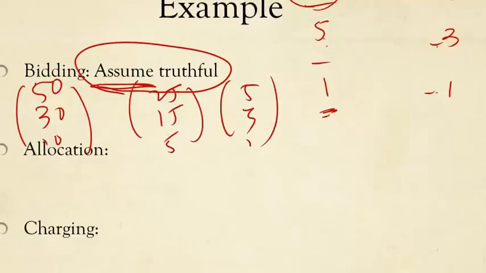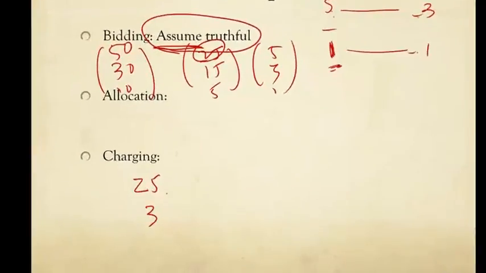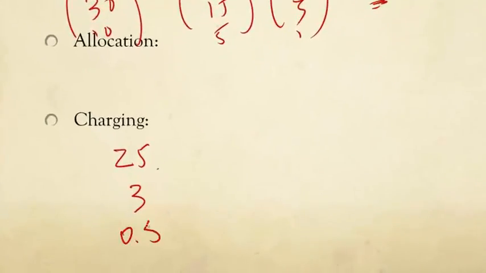And the allocation is simple. First one gets this one, second gets this one, third one gets this one. What about the charging? The first one will be charged this, that's 25 dollars per click. The second one will be charged the bid from the third bidder on the second space. So it'll be charged 3. The last one would be charged the very small minimum, which is 0.5 in this case.